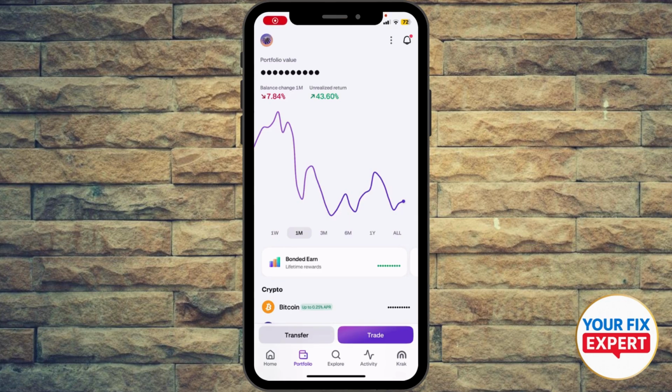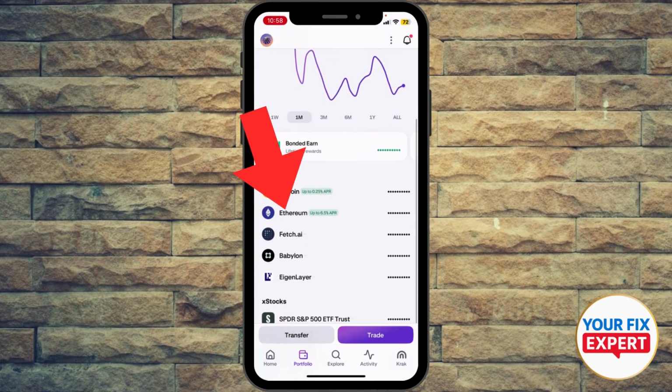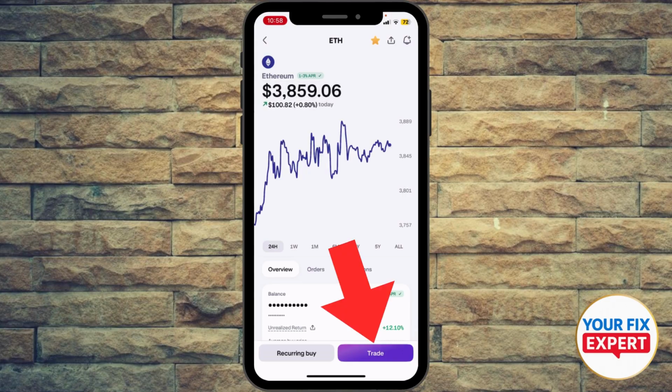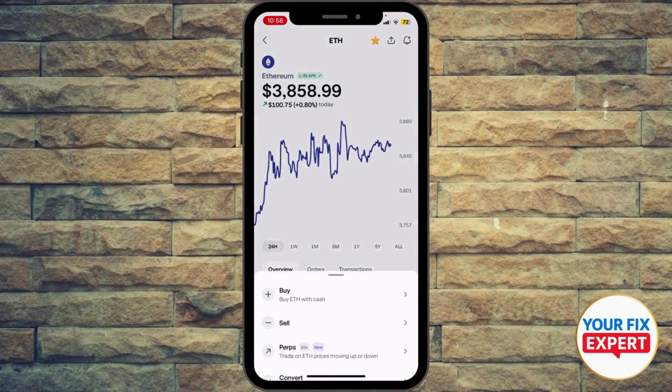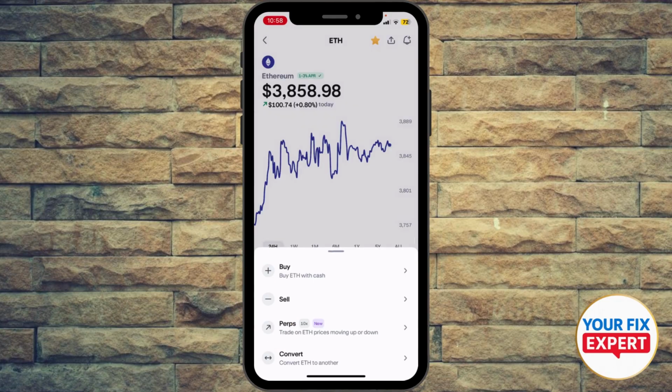Hey guys, to convert crypto to cash on Kraken, first, you're gonna convert your cryptocurrency to fiat currency, like USD, euros, right? Now, I'm gonna select, let's say, my crypto, Ethereum, right? And now I'm gonna hit trade at the bottom right. Instead of selling, I'm gonna just convert from one asset to another.